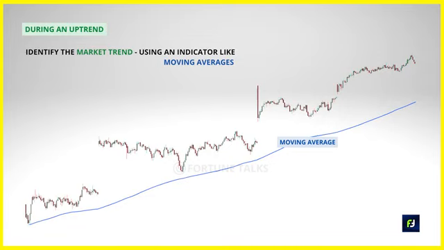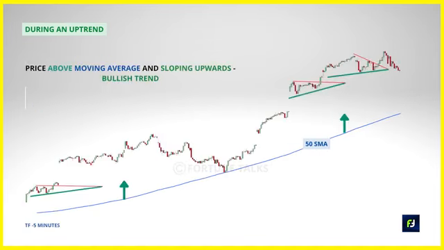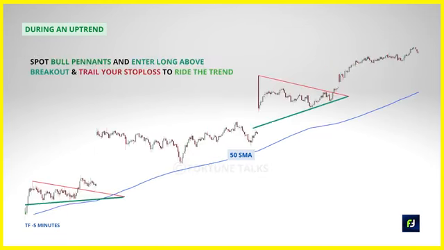Now, you can use any moving average like 20 period, 50 period or 200 period, etc. to identify the trend based on a short term, medium term or long term perspective. Let's say I have a medium term outlook, or I am a swing trader and I make use of the 50 period simple moving average to define the trend. Now if the price is above the 50 period moving average, it means the trend is bullish for me. Then I will look for bull pennant opportunities.